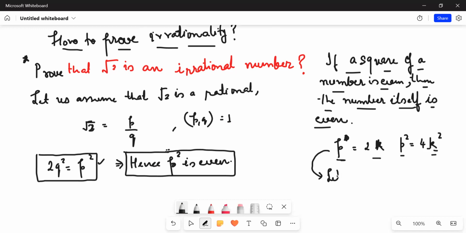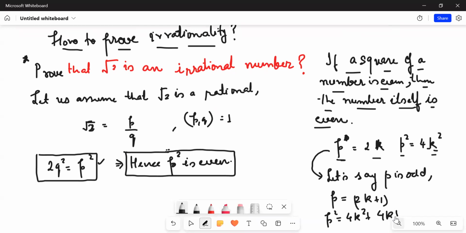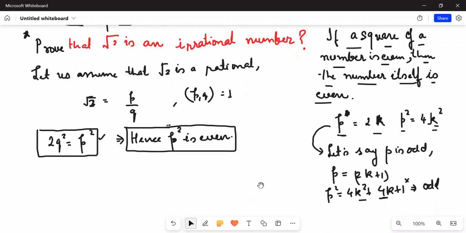So let's say p is odd. If p is odd, I can write it in terms of 2k plus 1. And if I square it up, what will I get? I'll get 4k square plus 4k plus 1. So clearly, this 1 adds up. This is even, this will become odd. So always remember that if square is even, then the number should also be even. And similarly, if square is odd, the number is also odd.